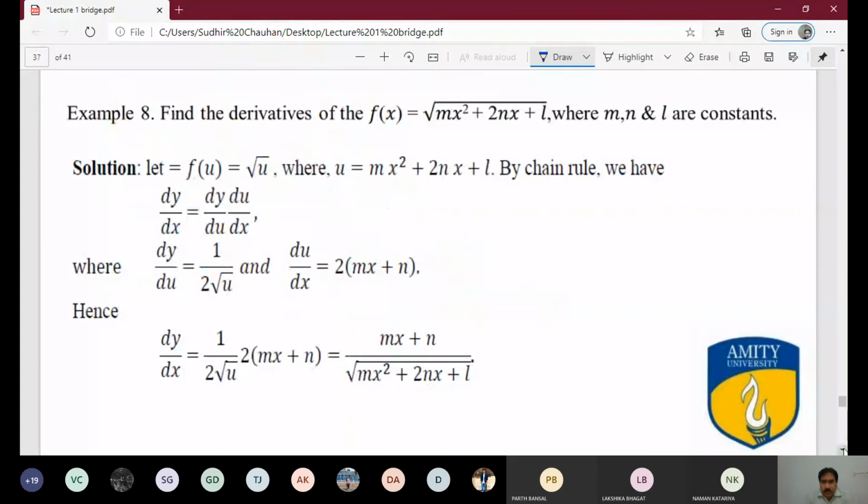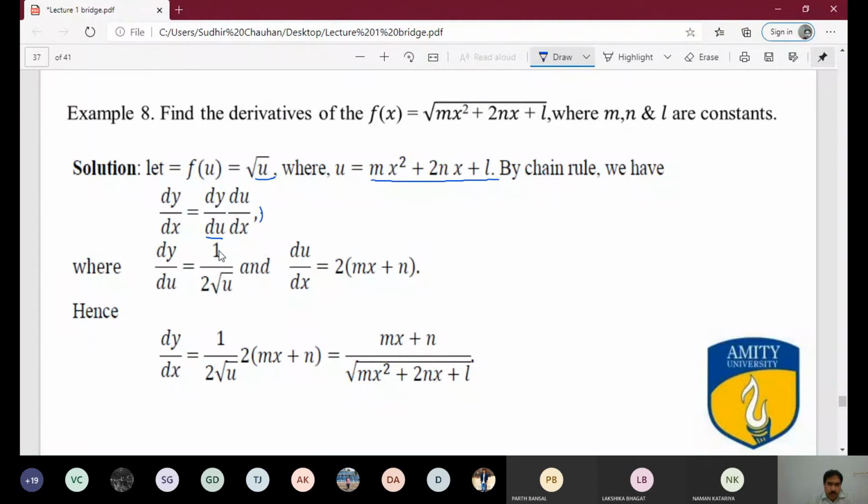Find the derivative of the function f(x) is equal to under root of m x square plus 2nx plus l, where m, n and l are constants. We can take this function as f(u), that is under root u, where u is mx square plus 2nx plus l. So by chain rule, for dy by dx, we first differentiate y with respect to u, and then the differential of u with respect to x.